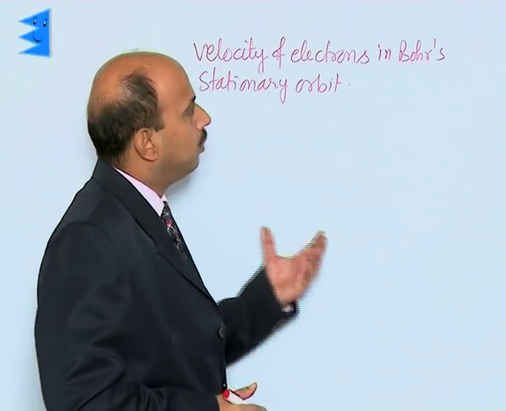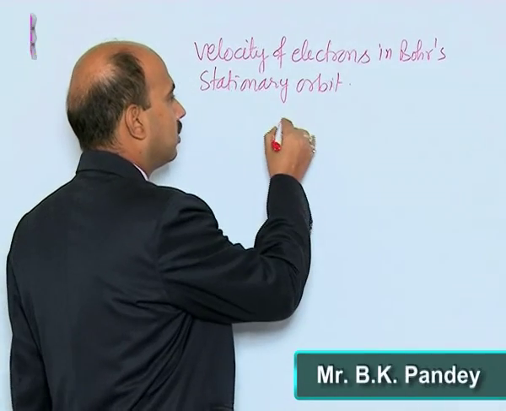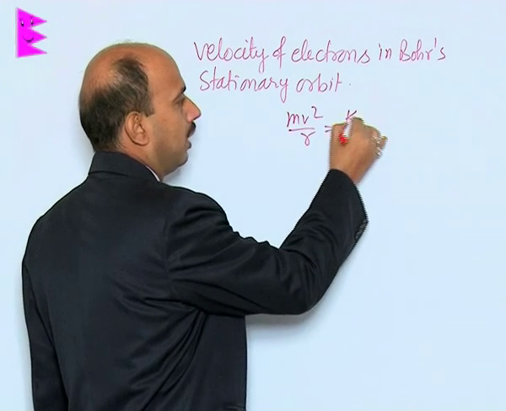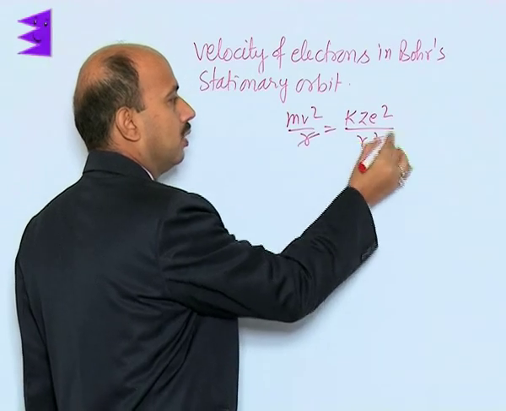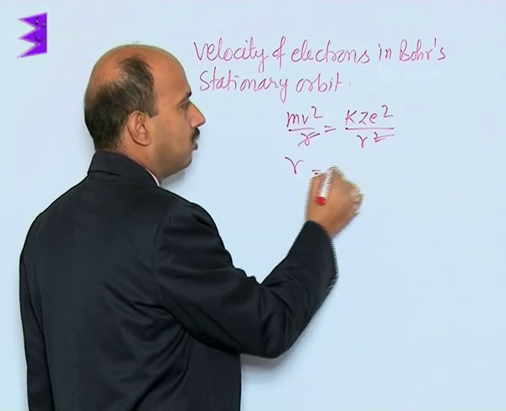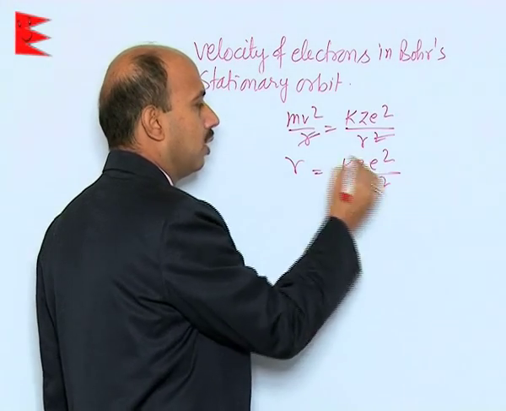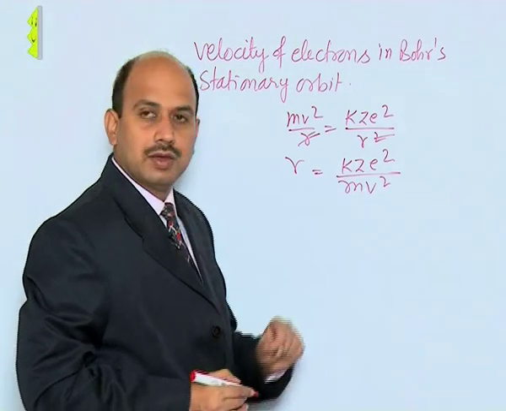Now see here, velocity of electron in Bohr's stationary orbit. So we know mv square upon r is equal to kze square upon r square. This will get cancelled. So r is equal to kze square upon mv square. Now we have to get the velocity, this v here.